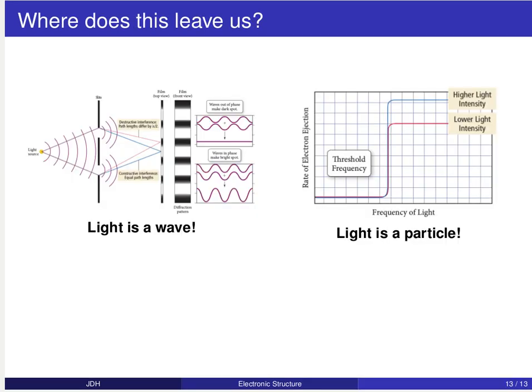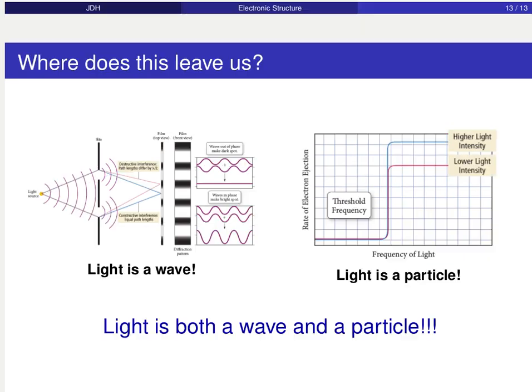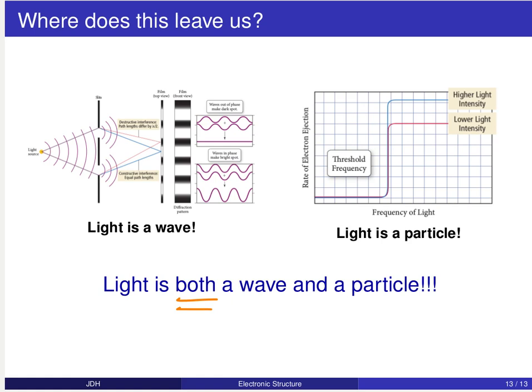Okay, so where does this leave us? Well, what we've basically shown through these diffraction studies, the double slit experiments, is that light is a wave. But the photoelectric effect experiments told us that light is a particle. And so the only way to move forward here is to conclude that light is in fact both a wave and a particle. And of course, from a classical standpoint, this makes absolutely no sense.